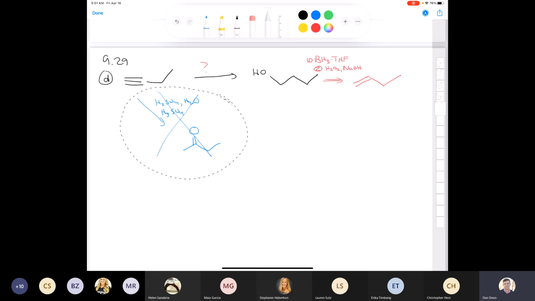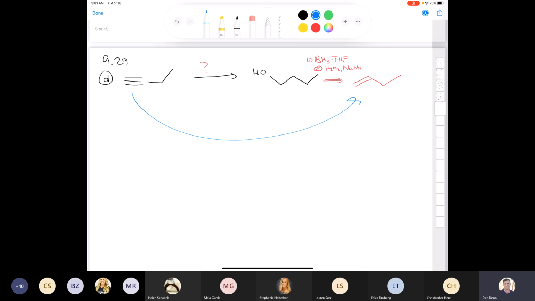So what I'm trying to get at with you guys is, if you're ever stuck, you can just ask yourself, how many ways do I know to make an alcohol like this? The only thing that you've ever learned in this class to make an alcohol on the end of a molecule like that is to do an anti-Markovnikov addition across a double bond. And so the question then becomes, how do I get from the triple bond to the double bond? All I have to do is a reduction.